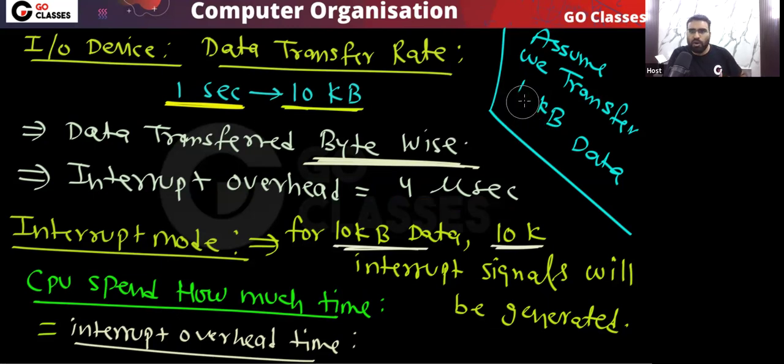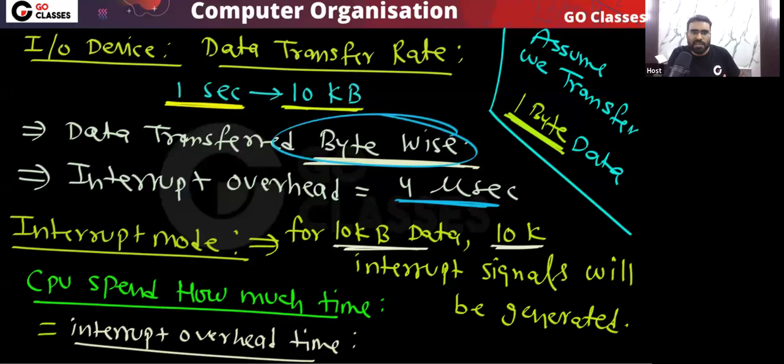From 1 byte point of view, how much? Assume we transfer 1 byte only. So tell me, from 1 byte point of view, what will be the answer? For 1 byte only 4 microsecond. Yes or no? For 1 byte only one interrupt signal will be generated, because we are transferring data byte wise. So only 4 microsecond will be wasted. Yes or no? Correct? Okay.